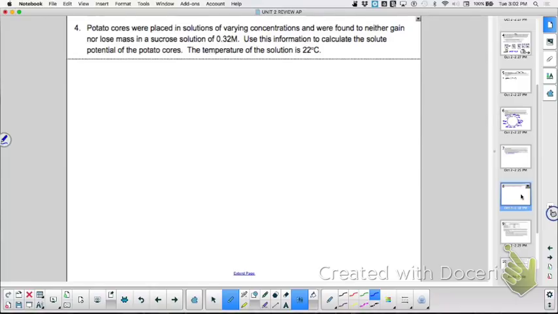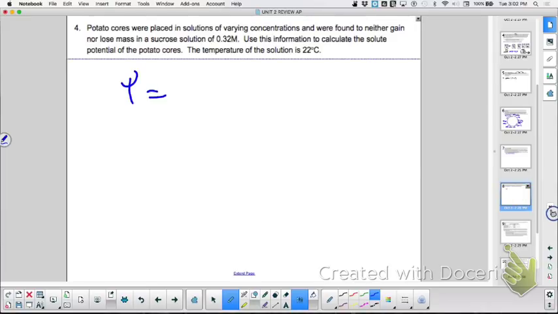This would be a sample grid-in. So I encourage you to look at those. Potato cores were placed in solutions of varying concentrations and were found to neither gain nor lose mass in a sucrose solution of 0.32. Huh, interesting. Use this information to calculate the solute potential of potato cells. The temperature of the solution is 22 degrees Celsius.